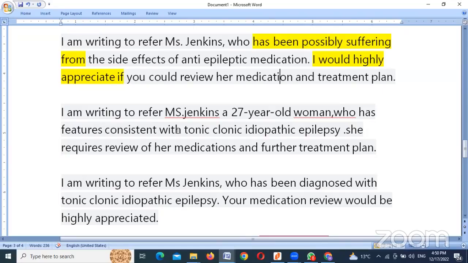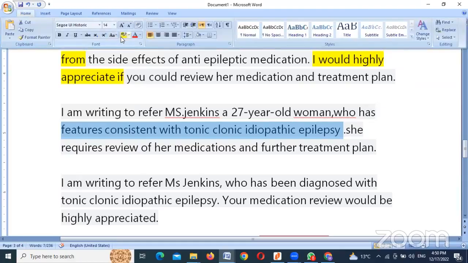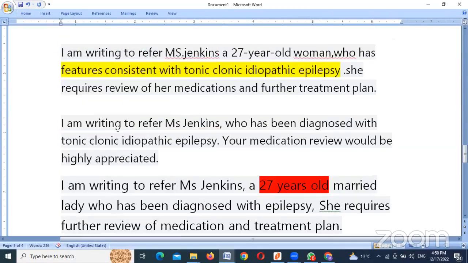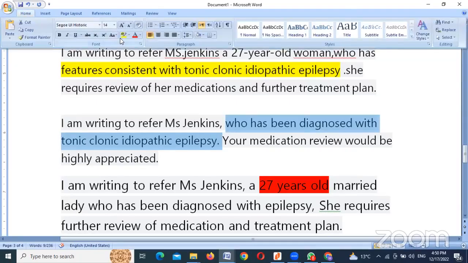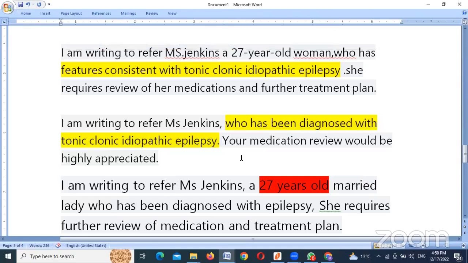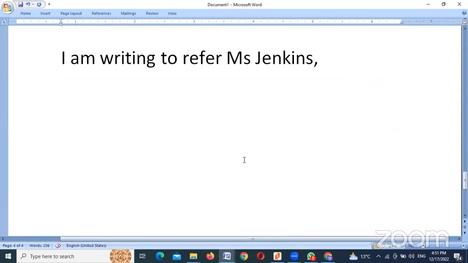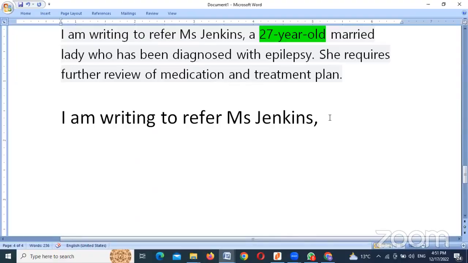So don't say who has features consistent with tonic-clonic. Okay, these are features consistent with tonic-clonic epilepsy, but why are you sending this patient to me? Why? It is not clear why. I'm writing to refer Ms. Jenkins, who has been diagnosed with tonic-clonic epilepsy, but why are you sending this patient to me? So this part we need to make clear, okay?